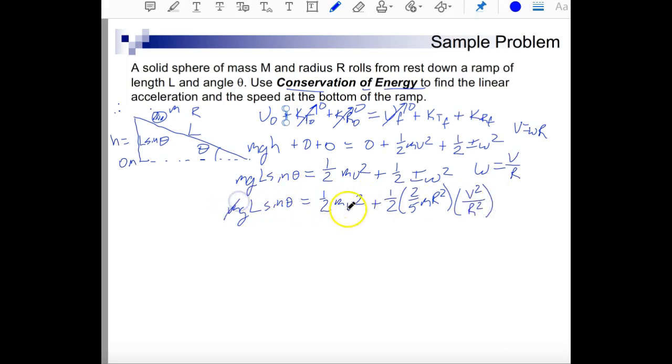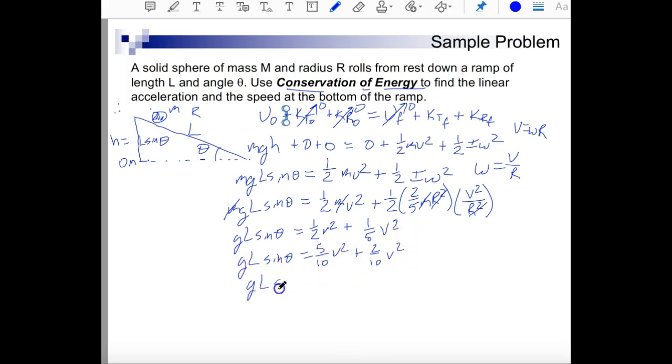Best thing about this problem is your mass cancels out all the way across, and then your r squared cancels out, and you're left with gL sine of the angle is equal to 1/2 v squared plus 1/2 times 2/5, and so that will give us 2/10 or 1/5 v squared. Next thing we need to do is combine these two things. So we're going to have gL sine of the angle is equal to 5 over 10 v squared plus 2 over 10 v squared, and that will give us 7/10.